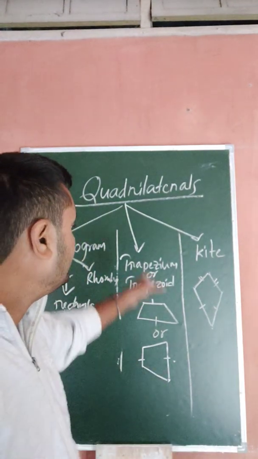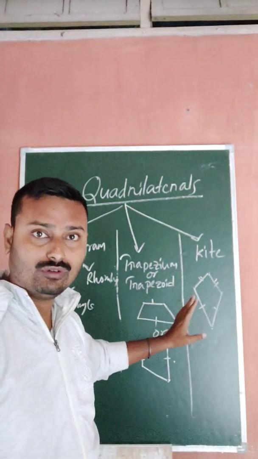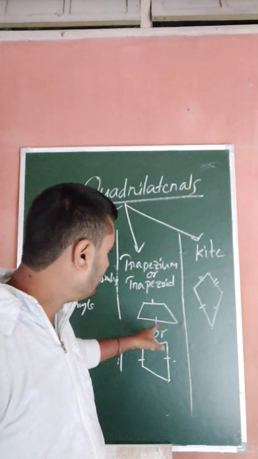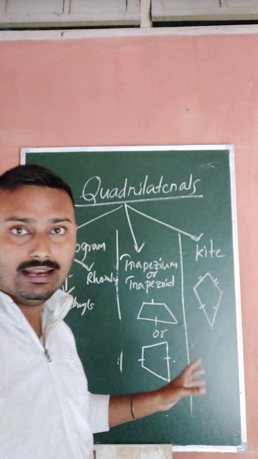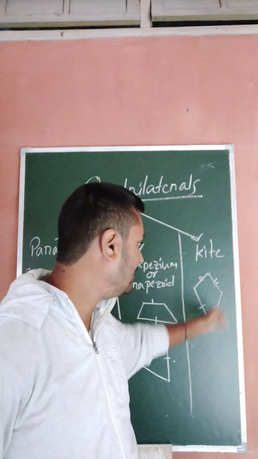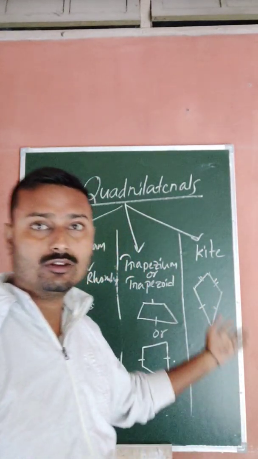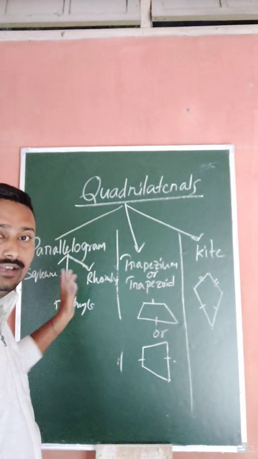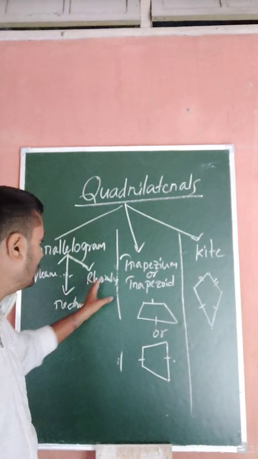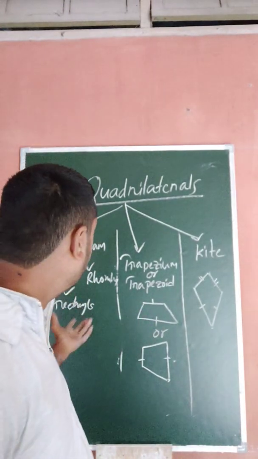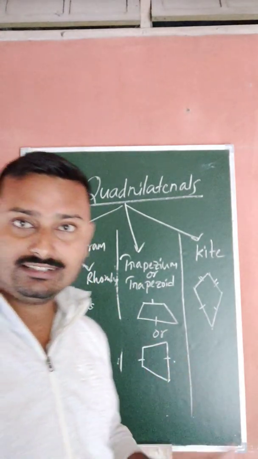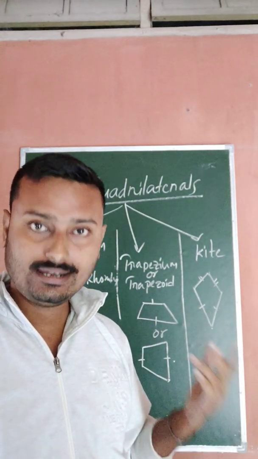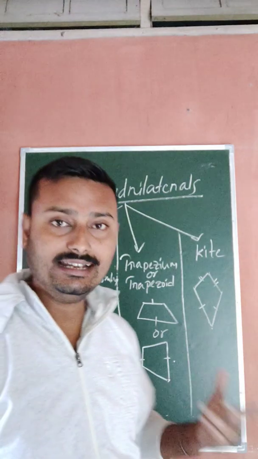Again, trapezium: if any one opposite pair is parallel but not equal. If they are equal, then it falls in the category of parallelogram. So in case of trapezium, if any one opposite pair is parallel, it is known as trapezium or trapezoid. And in case of kite, if any two adjacent sides are equal, then it is known as a kite. Parallelogram is classified again into three categories: square, rectangle and rhombus. Square: all four sides are equal and four angles are equal. In case of rectangle, the opposite sides are equal and angles are equal. And in case of rhombus, the sides are equal.